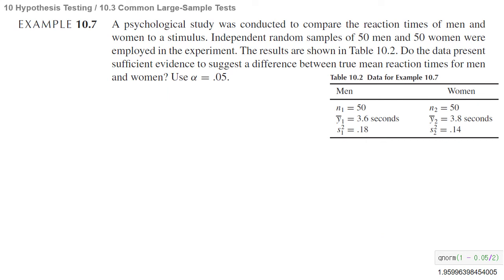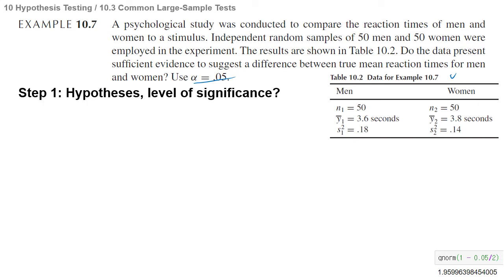Okay, let's move on to example 10.7. A psychological study was conducted to compare the reaction times of men and women to a stimulus. Independent random samples of 50 men and 50 women were employed in the experiment. The results are shown in table 10.2. Do the data present sufficient evidence to suggest a difference between the true mean reaction times for men and women? Use alpha equals 0.05. And so at this time, this is a two-sided test.